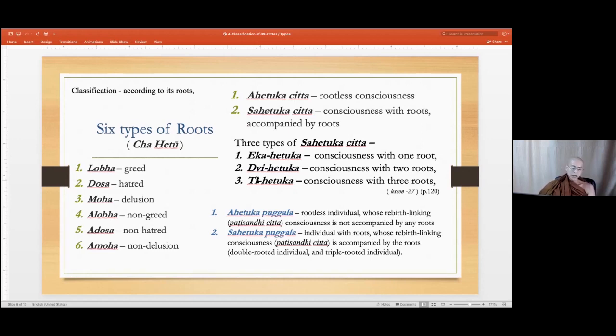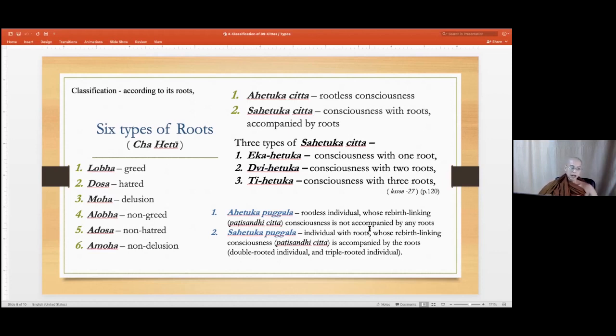Similarly, we have another classification related to the individual. That is ahetuka puggala. We already introduced the 12 types of individual. Among them, the lowest 2 are ahetuka ordinary persons. These are called ahetuka because they are rootless individuals, because their rebirth-linking consciousness, which is called the patisandhi citta, is not accompanied by any of these 6 roots. That's why these persons are called ahetuka puggala, rootless individuals.